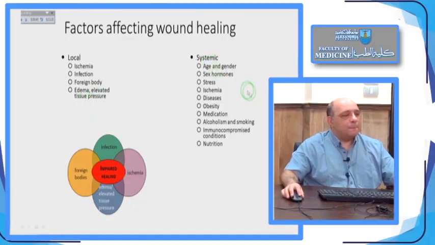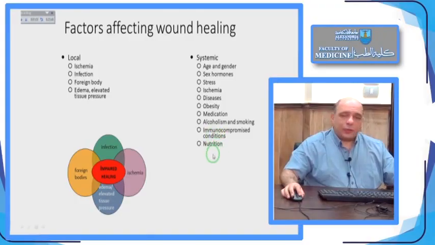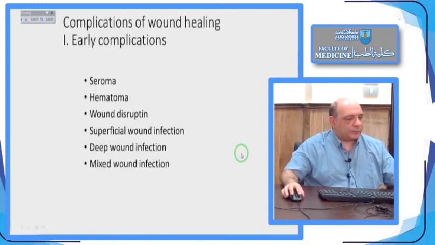What about systemic factors? Of course, age and gender, hormones, stress, ischemia, diseases, obesity, medication, alcoholism and smoking, immune compromise, of course, and nutrition. All this will affect your wound, either by delaying or accelerating wound healing, or even by stopping wound healing completely. What about the complications of wound healing? Some complications are early, some complications are late.